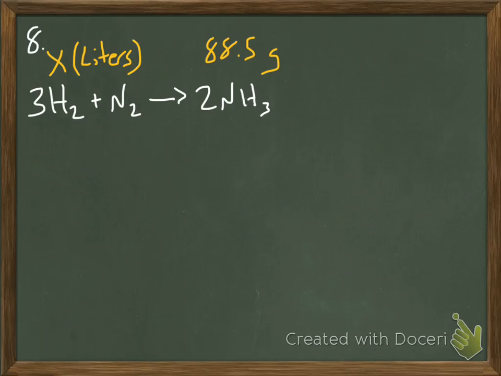Our hydrogen is in liters, so that means we do not need the molar mass. But the ammonia is in grams, so you do need to find the molar mass of ammonia. So before you even start, come over here and figure out the molar mass of ammonia, NH3. This one's easy. I'll just do it with you real quick, because you can kind of do it in your head.